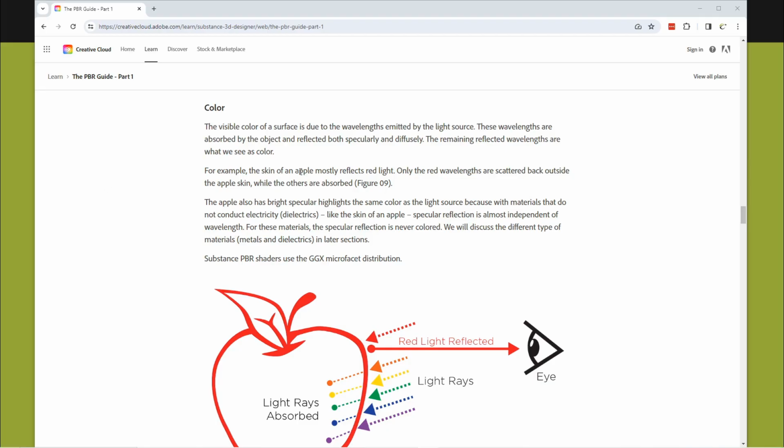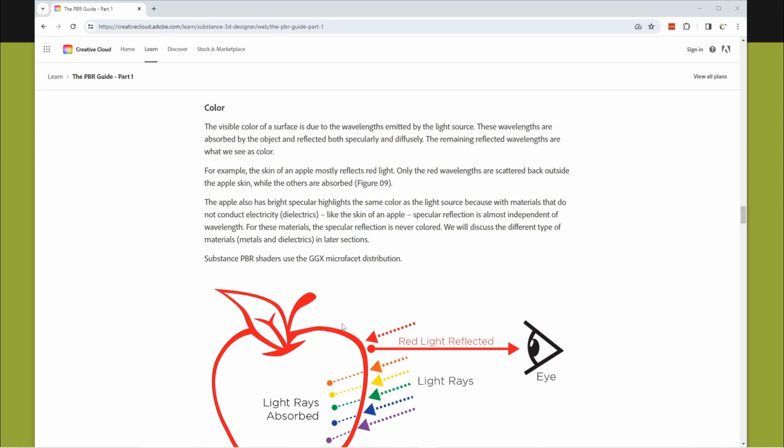As to color, the visible color of a surface is due to the wavelengths that are emitted by the light source. So the sun emits white light, or all the colors of the rainbow. These wavelengths are then absorbed by the object and reflected both specularly and diffusely. The remaining reflected wavelengths are what we see as color.